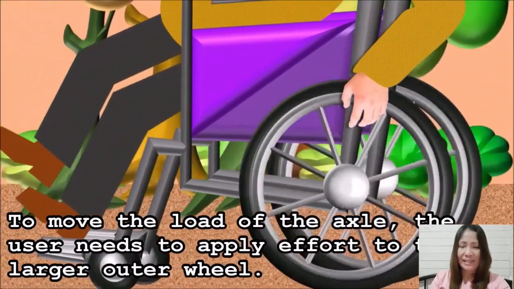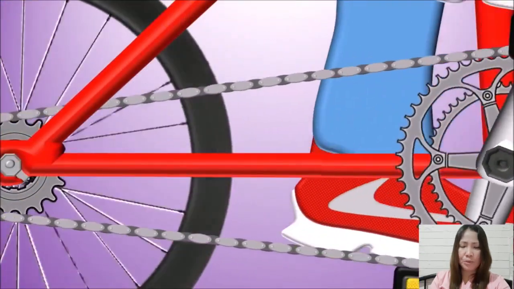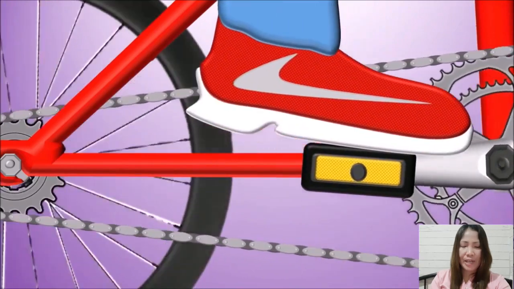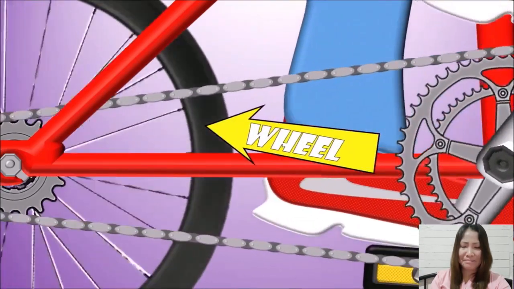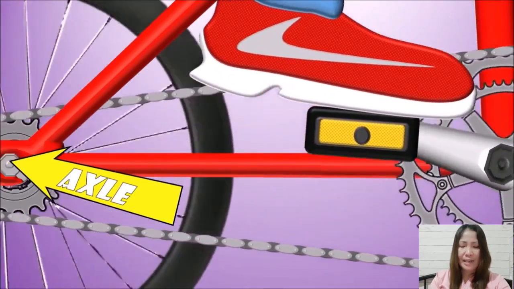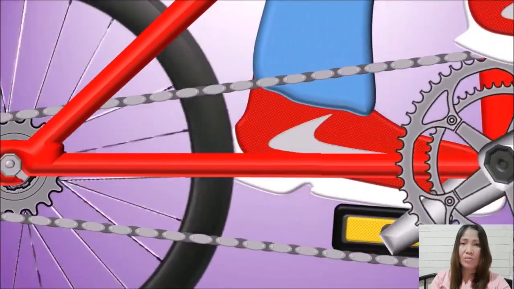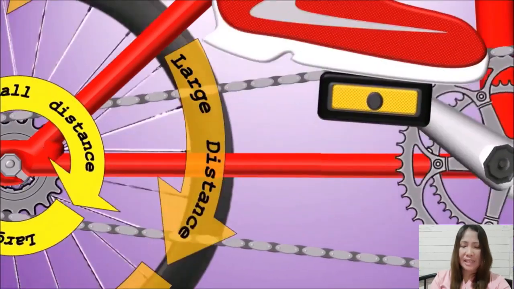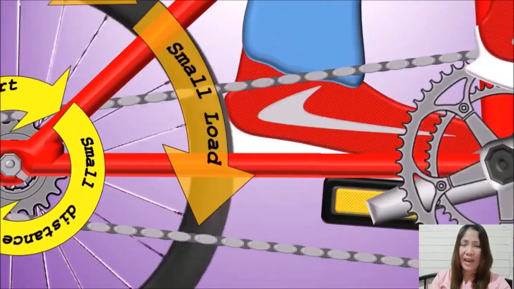Have you tried riding on a bicycle? Observe the movement of the wheel and axle. The wheel is bigger than the sprocket. Remember, the wheel has large distance but small effort, while the sprocket has small distance but large effort.